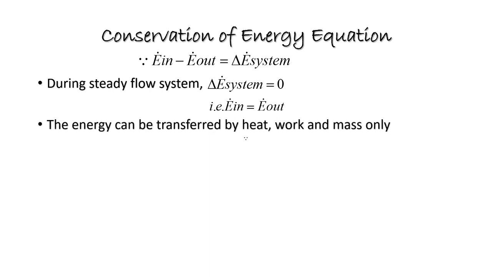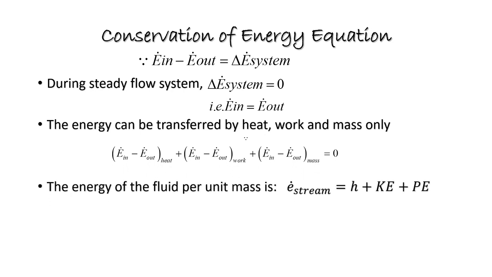So the energy can be transferred in heat, work, and mass modes. So we can write the summation of all these modes as equal to 0 for steady state. We can also mention that the energy of a fluid per unit mass is the sum of enthalpy plus kinetic energy plus potential energy. And generally, we neglect the changes in potential and kinetic energy with respect to enthalpy because these values are very small with respect to enthalpy.